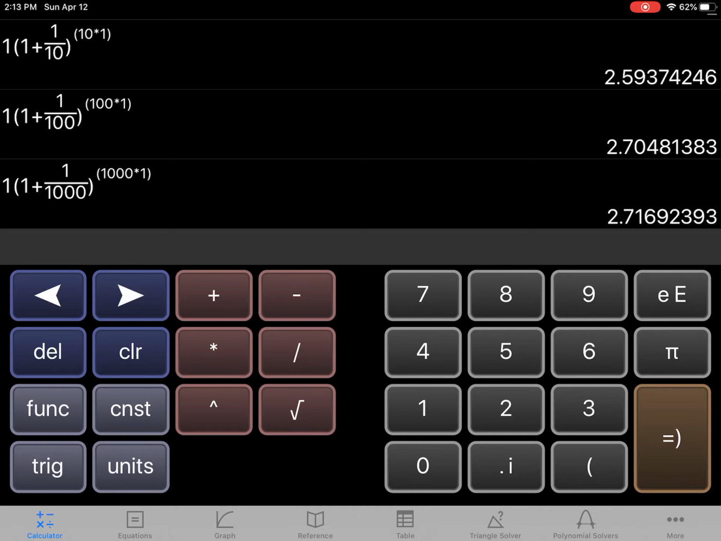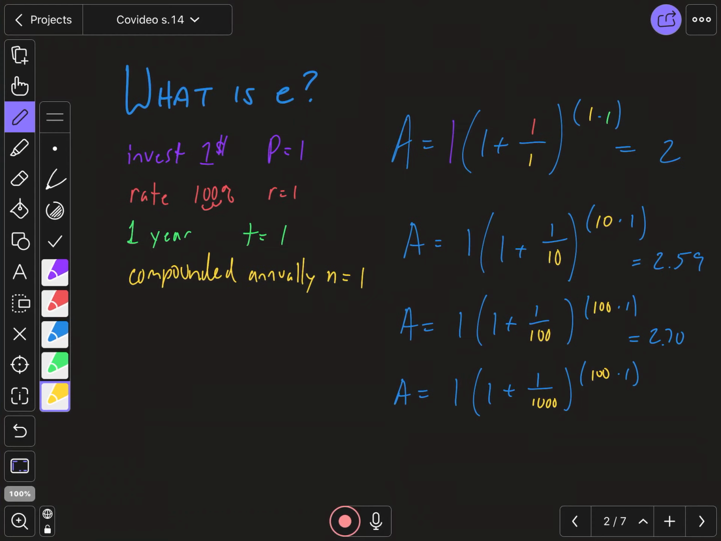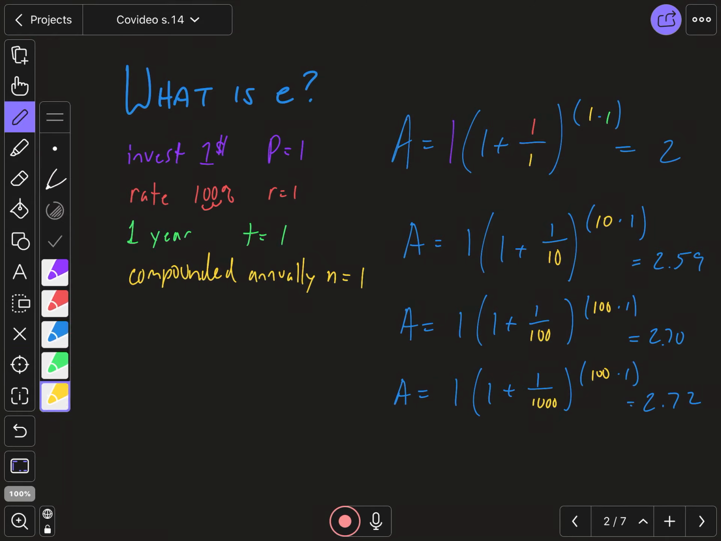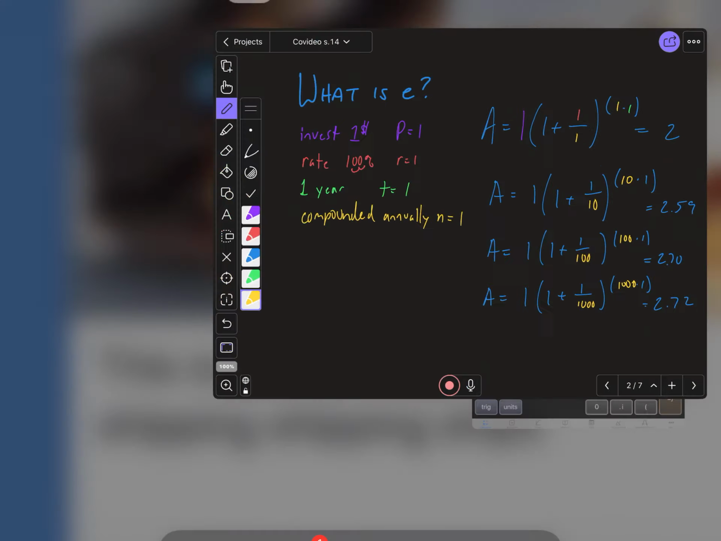$2.72 now. So that didn't increase as much this time. So it went from $2 to $2.59, then to $2.70 and $2.02. So we can see the amount that's changing is decreasing each time, even though we're increasing the number of times compounded by a lot each time. And so the next idea was, well, what if it keeps going?